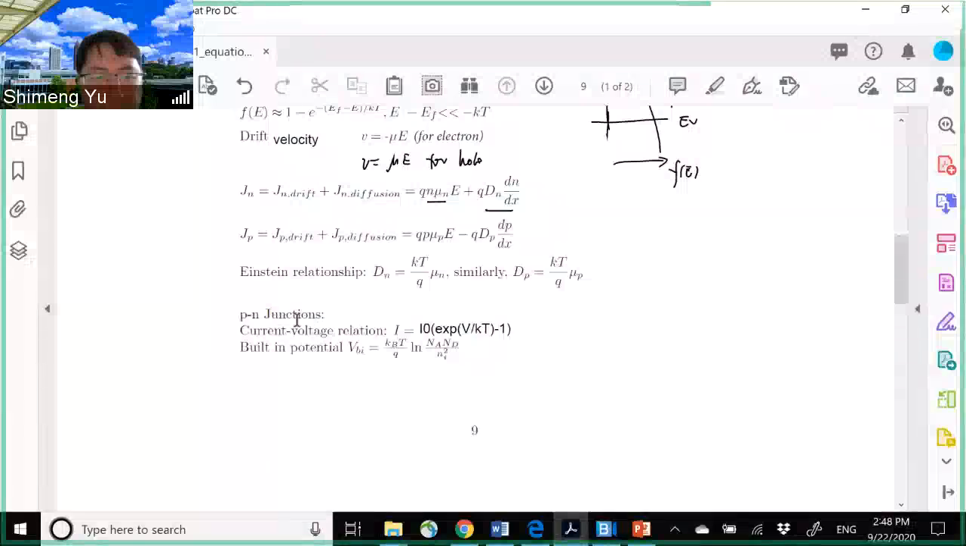And for the p-n junction, the current versus voltage, the IV relationship, is given by this equation. And if you draw it, then you have I and V. So this equation is something like this. At 0 voltage, 0 current. In the forward bias, it is exponential. In the negative bias, or reverse bias, the current will be saturated to the negative I0.